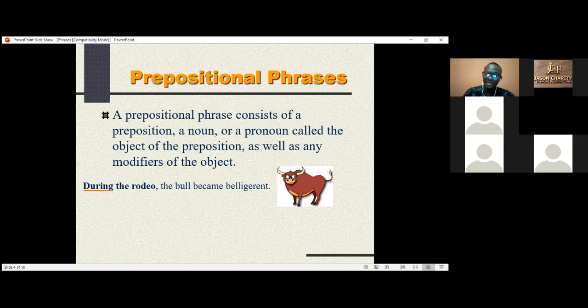Let's look at another example. So "during" is what? The preposition in this phrase. And don't forget, we said a phrase can form part of a sentence. Now, "rodeo" is the noun. Let's look at another example.